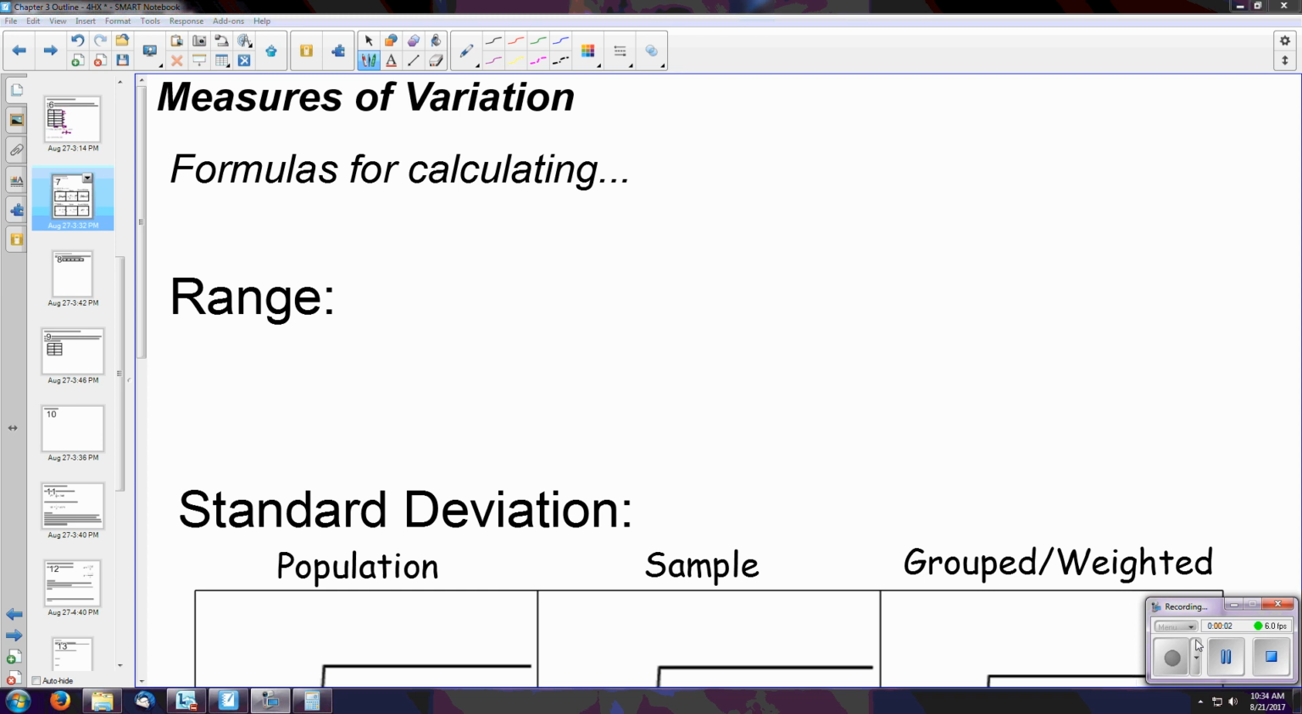Hi there, Rachel Chase here, and in this video we will continue to explore the measures of variation used in statistics. So let's start with one that we've probably heard about before, and that is the range.